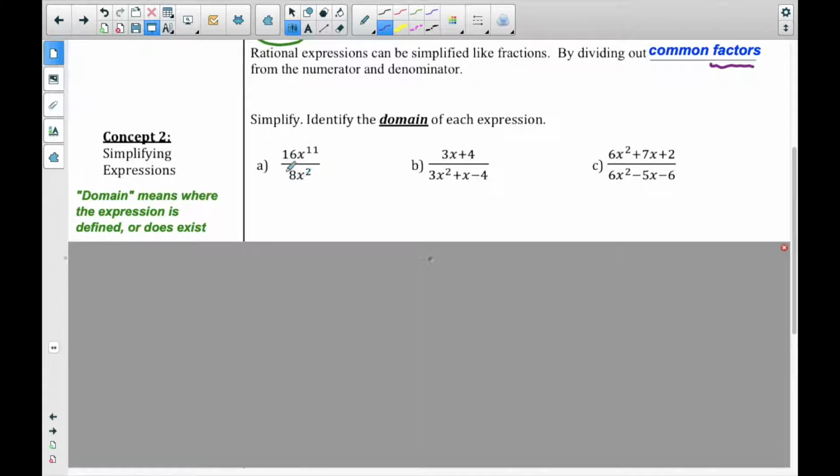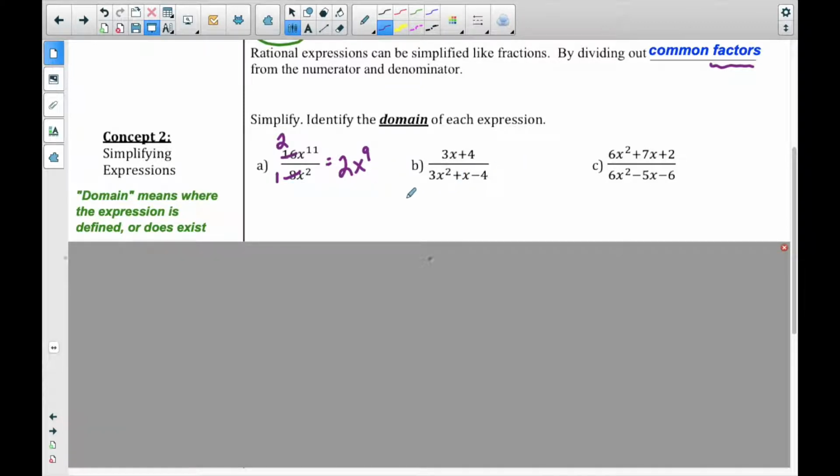We simplify it by looking at common factors. We know that 8 is a factor of 8 and 16. And 8 goes into 16 twice, and 8 goes into 8 one time. And then we just learned the other day how to simplify exponents like this. And so that is going to give us an answer of 2x to the 9th. Because I can simplify those because they are factors of each other, and I can simplify those because x squared is also a factor of that. We factor it out and we're left with x to the 9th.